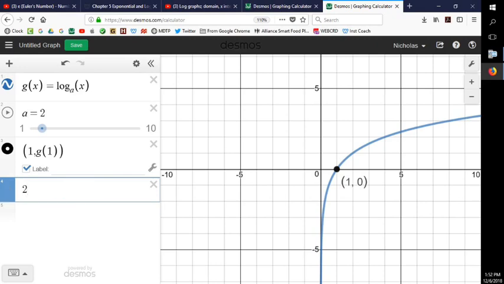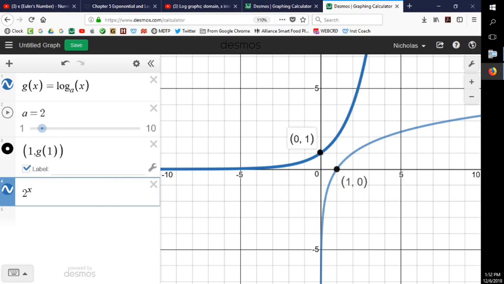Whoops, that's not right. 2 raised to the x. Okay, look at this function. See that point right here? The (0, 1)? Remember I told you guys the x's and the y's switch for inverses? And so this point always exists for an exponential function because anything raised to the 0 power equals 1. For the same reason, when you plug a 1 into a log, you will always get 0.